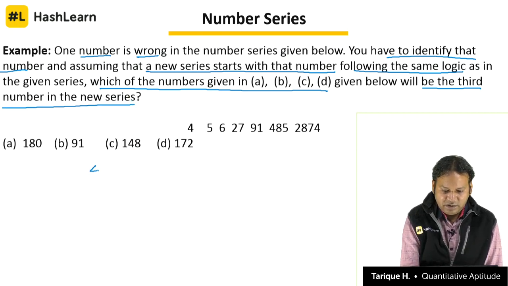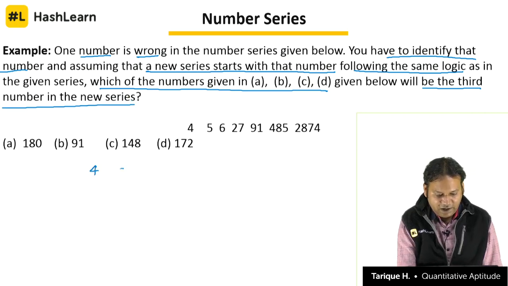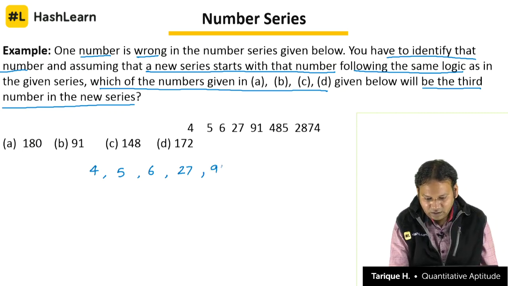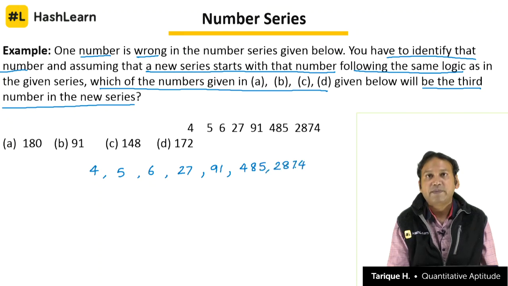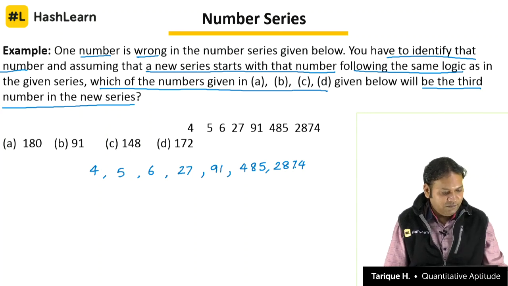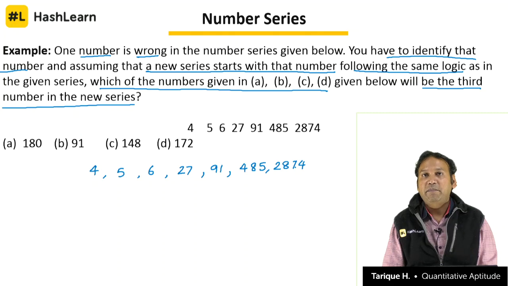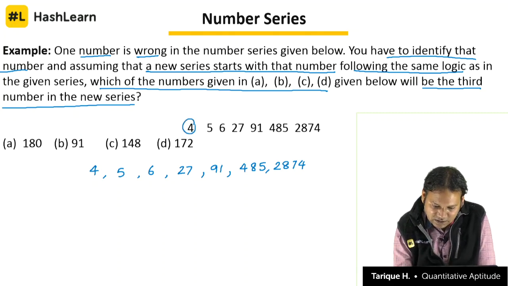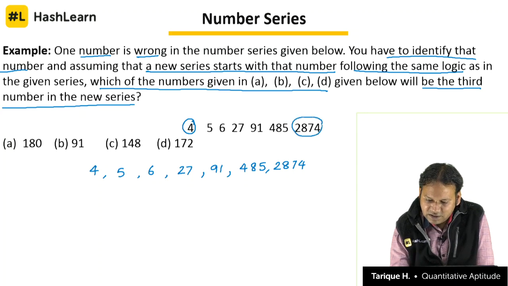So let's look at these numbers here: 4, and then we have 5, and then we have 6, 27, 91, 485 and 2874. So what all numbers do we have in the series here? That we have to understand, and based on that solve this question. So again you see it's a very clear cut case of a multiplication series. This is 4, this is 2874.